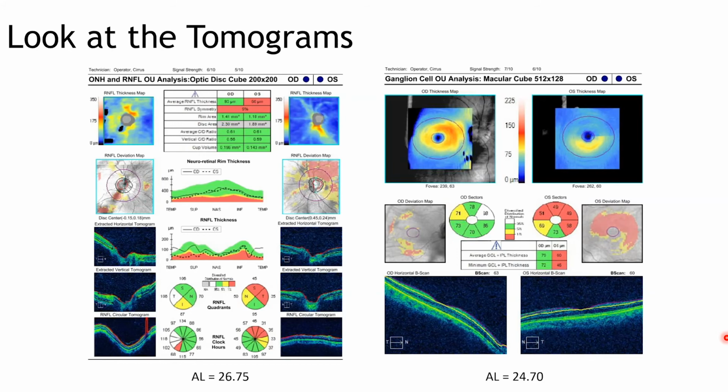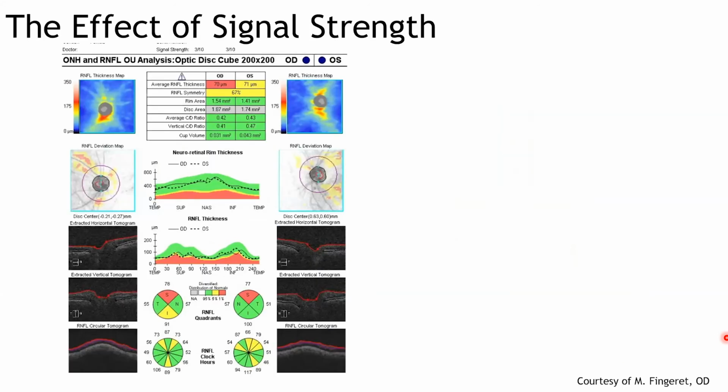Now, I will admit, I really don't know what's going on in her left eye. We saw her twice, and of course, she's been lost to follow-up, but I'm not convinced that this woman has glaucoma. How about signal strength?